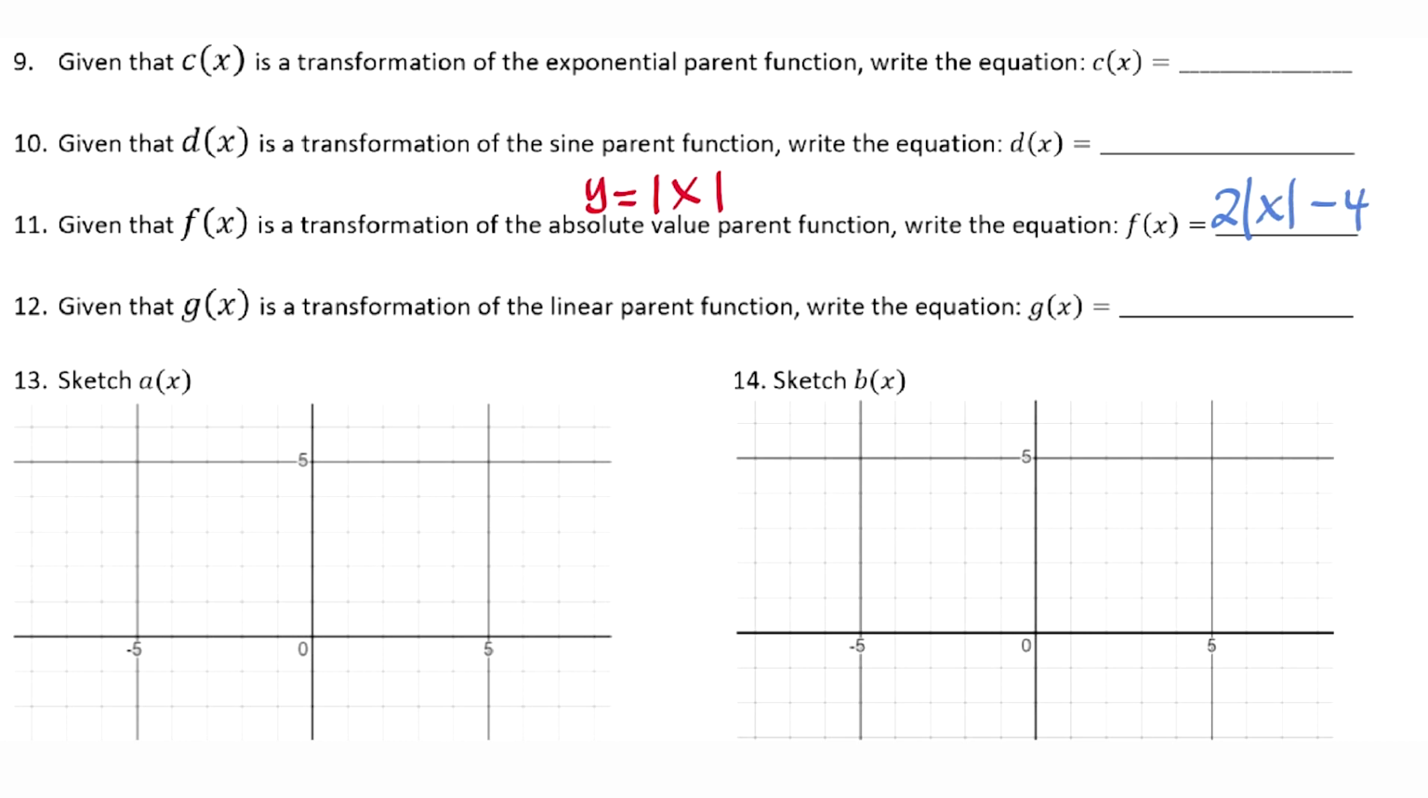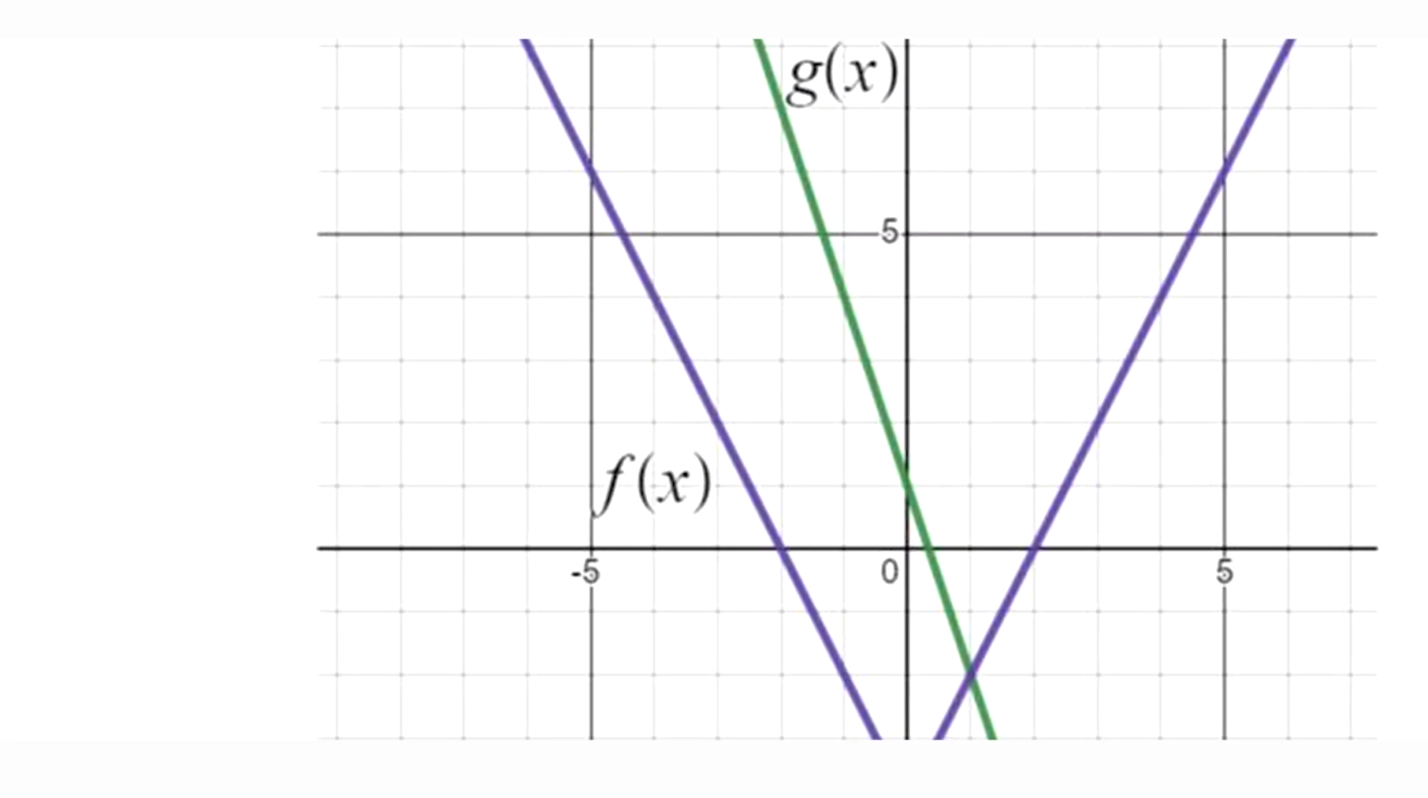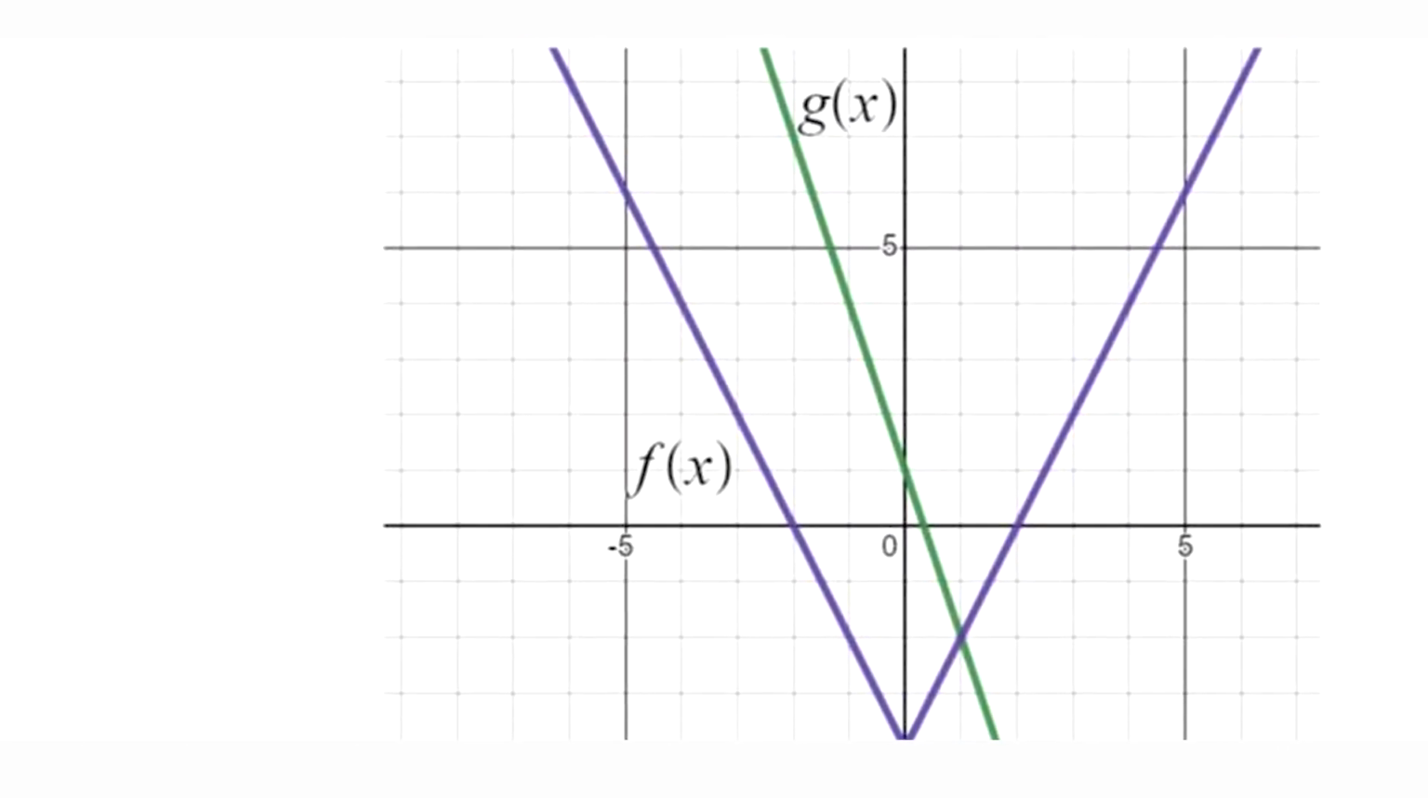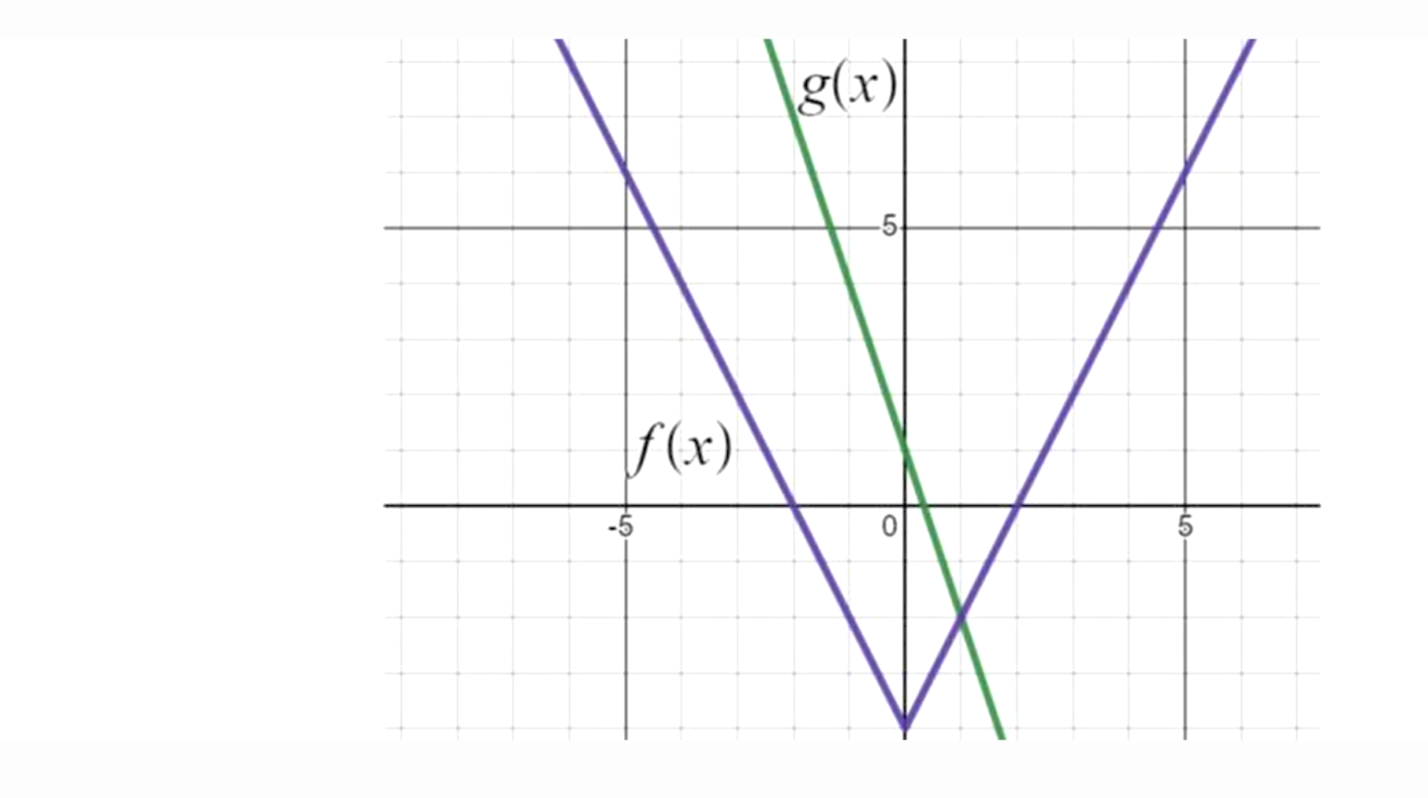Okay, let's go back to our graph again and let's look at number 12. Given that g of x is a transformation of the linear parent function, which is our good old friend y equals just x, write the equation g of x. Going back again, g of x is really easy to talk about because we can just base it on our good friend, the slope-intercept form of a line.